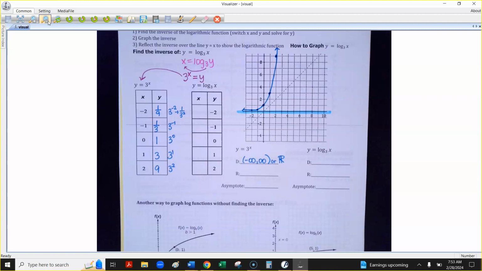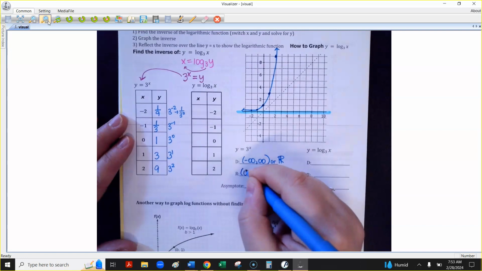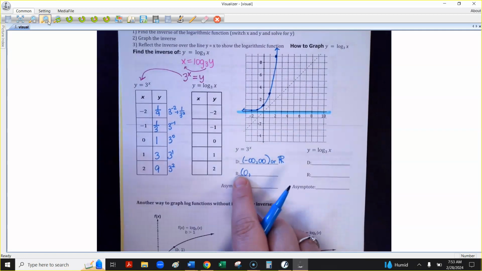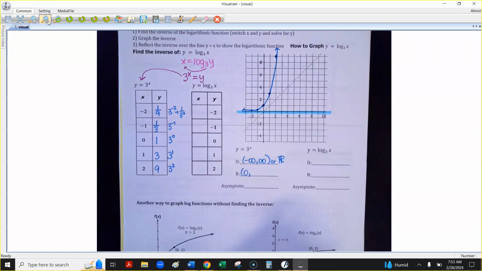Now, what is my range for the graph that I have on there? Do you guys remember how to write the range? Eli, what do you think? 0 to, now this one I'd have to write an interval because they don't have a letter to represent that. But you just have a parenthesis around the 0 because we don't actually touch that asymptote.